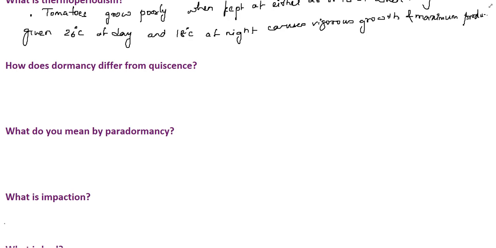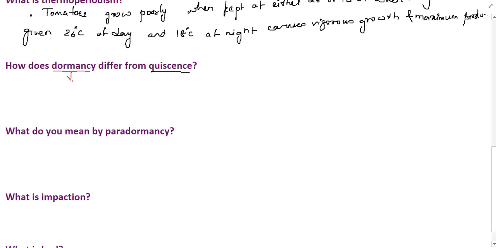Okay. Next is, how does dormancy differ from quiescence? Quiescence is a very important term in this chapter. What does this mean? First of all, what is dormancy? Dormancy, I already explained. It is a resting condition of a seed when the seed fails to germinate because of some internal condition, maybe because of some external condition.